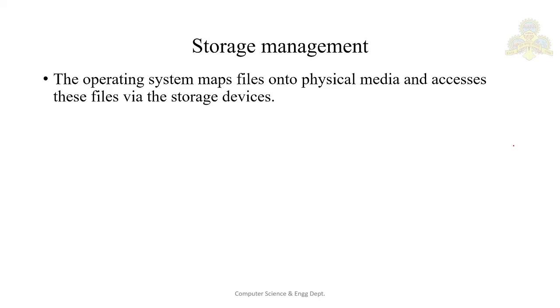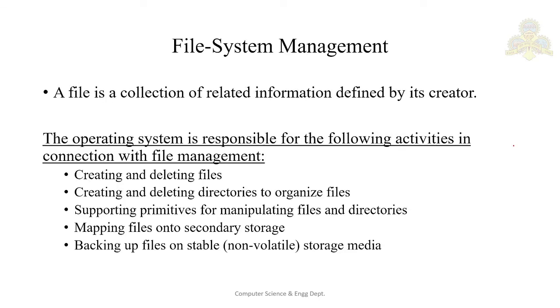So in storage management, the first one is file system management. So what is a file then? A file is a collection of related information defined by its creator. This file management is one of the most visible components of any operating system. Your computers can store information on several different types of physical media, such as magnetic disk, optical disk, magnetic tapes, etc. Each of these media has its own characteristics and physical organization.